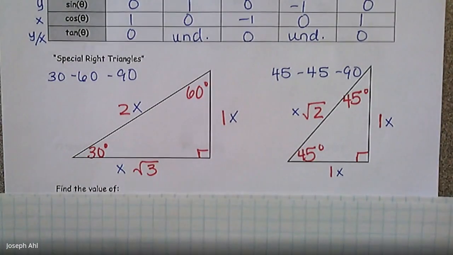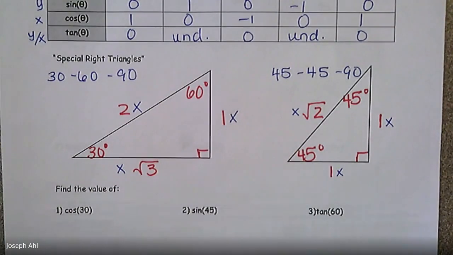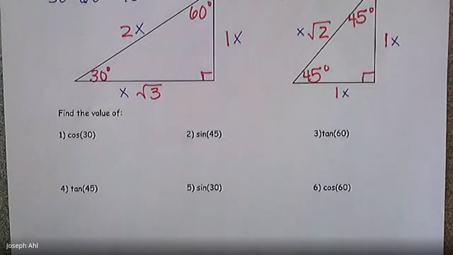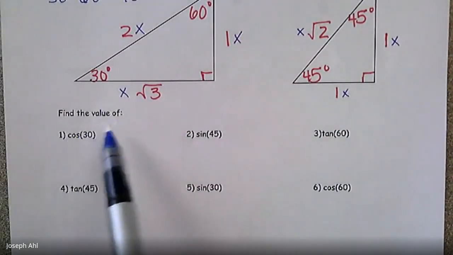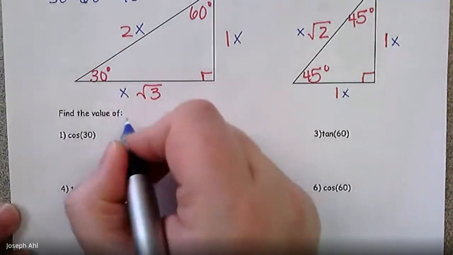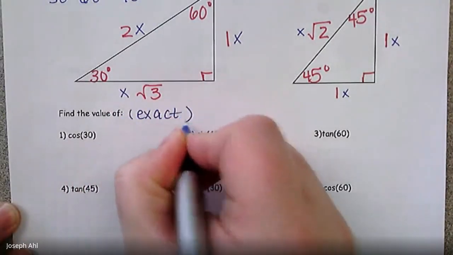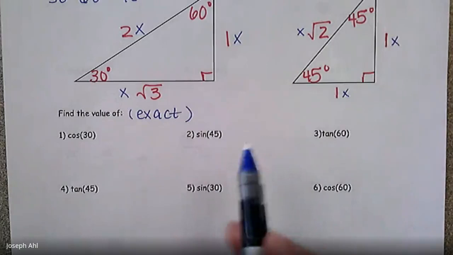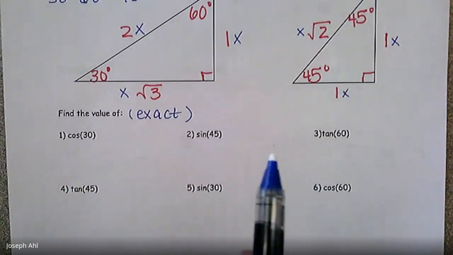So based on that, if you have those values filled in, and I know I'm going kind of quickly here, so feel free to pause along the way, we should be able to very quickly find the exact value. I'm going to even throw that in. These are exact values with radicals of cos 30, sine 45, and so on. So I'm going to fill this in pretty fast.